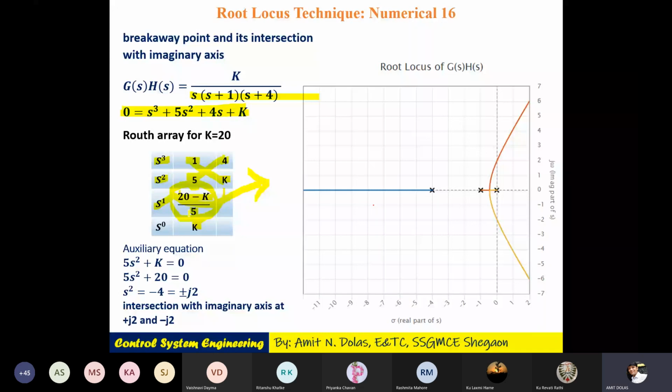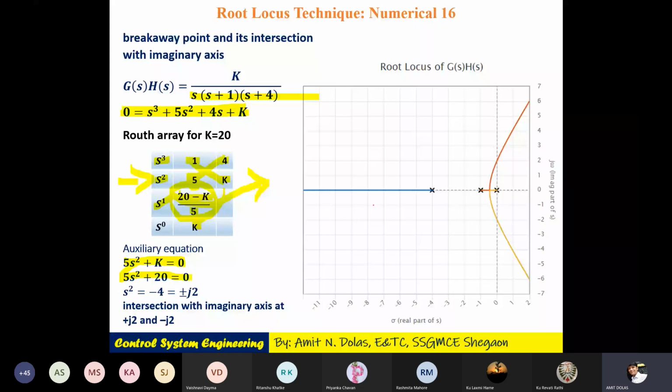And in that sense, we may use the auxiliary equation. हमें imaginary axis से intersection निकालने के लिए auxiliary equation निकालना पड़ता है. You please remember. So auxiliary equation क्या रहेगा? 5s square plus k is equal to 0. Put the value of k: 5s square plus 20 is equal to 0.